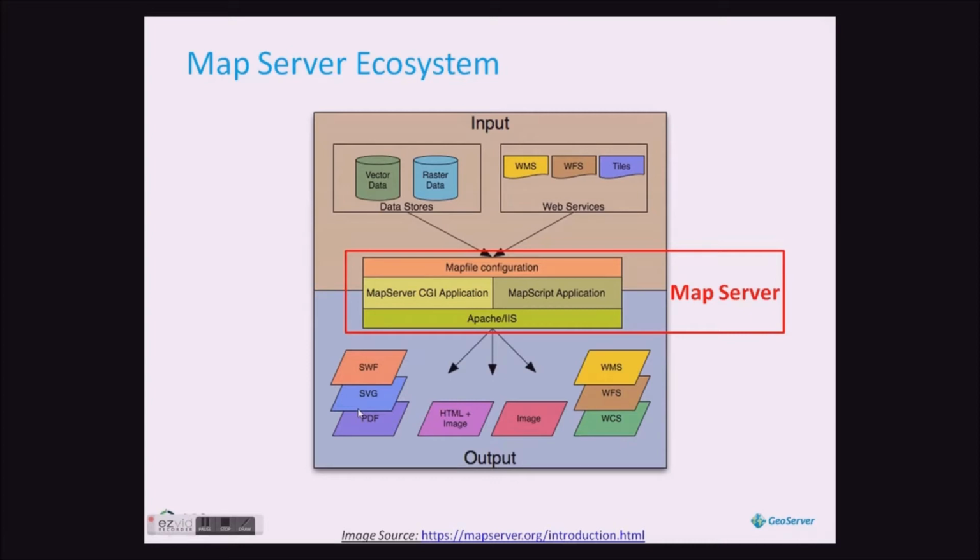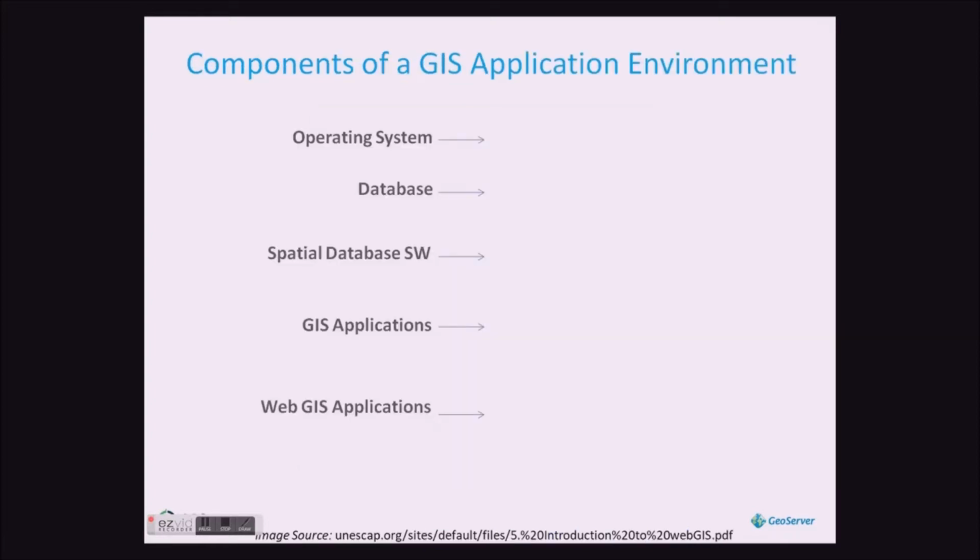On the output side, the rendered mapping output can be in any form as per the requirement. It can be in a PDF form, an SWF video file, an SVG image file, an HTML page, or simply a combination of an image and a web page.